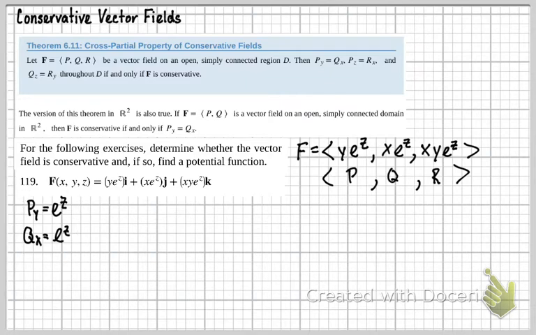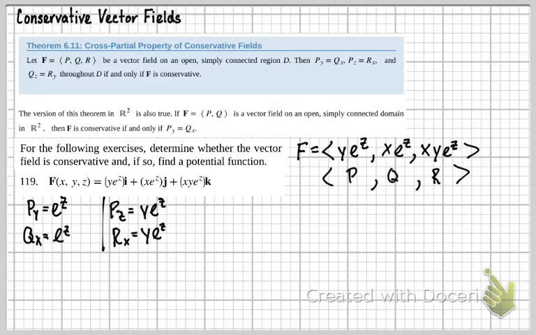So let's try the second one now. Now we need Pz. This is with respect to z, so y e to the z. The derivative of e to the z is e to the z, so that's going to be y e to the z. It doesn't change. Now we need Rx. R is the last one here, with respect to x. That's going to be y e to the z. So those two are also the same.